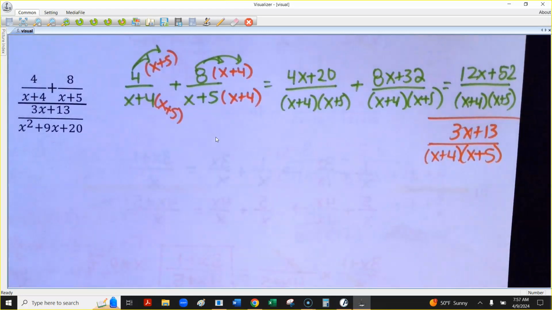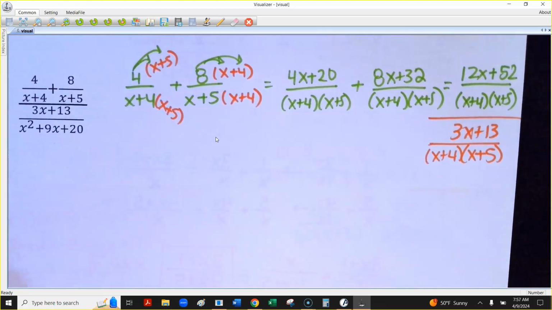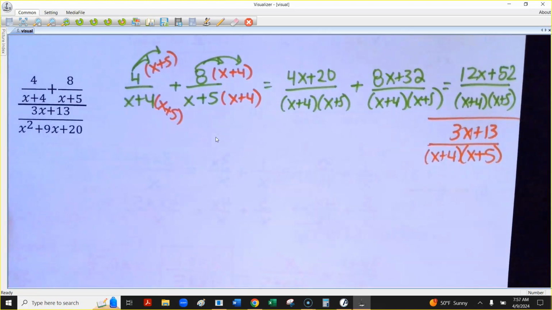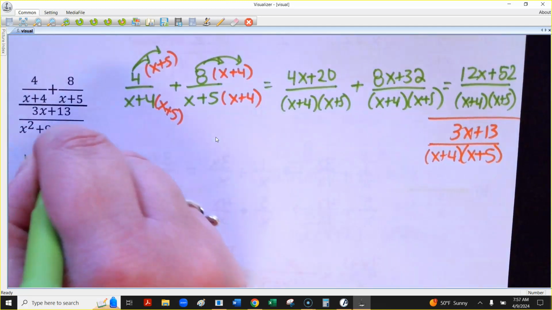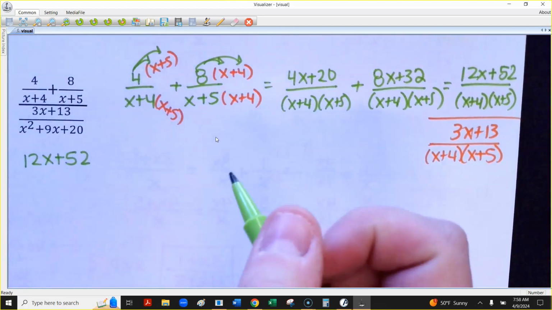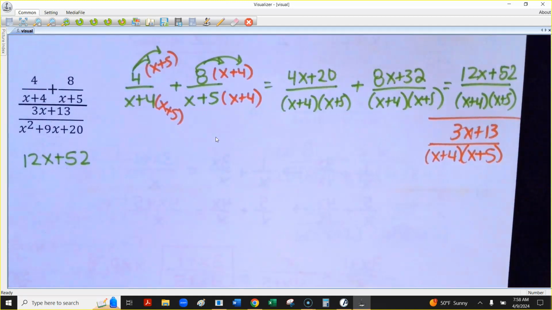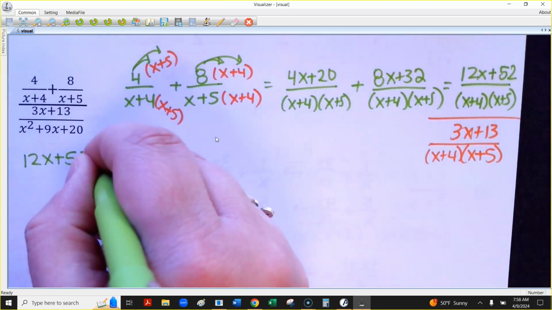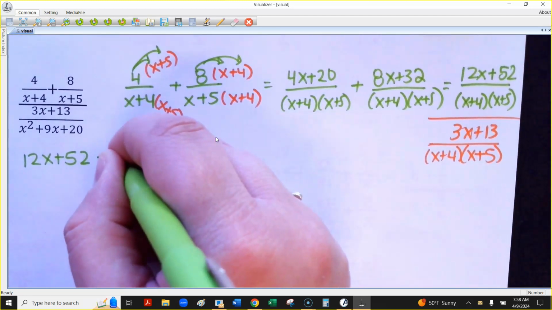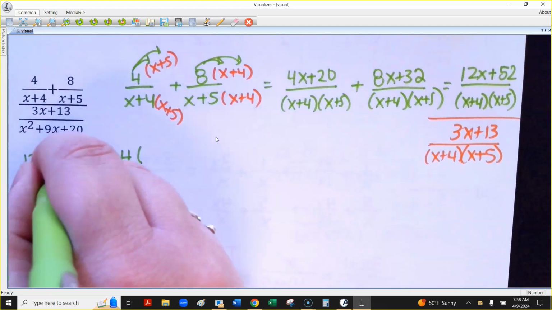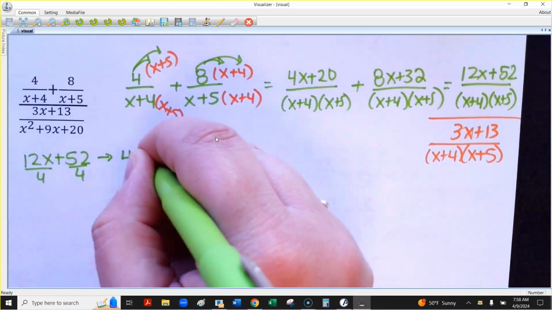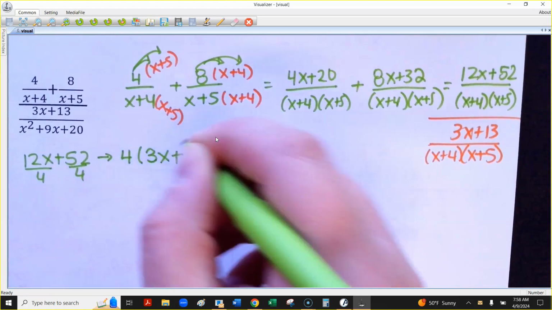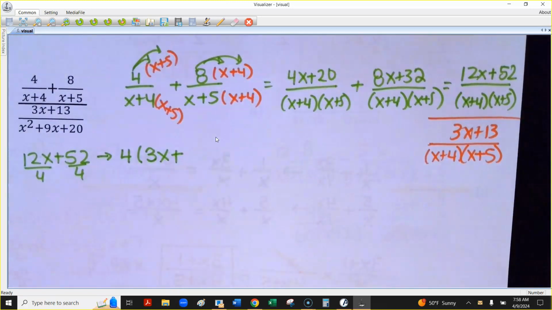All right, so I'm going to do my keep, change, flip. Oh, actually, hang on. Before I do that, we have that 12x plus 52 on the top. I've got to have at least a 2 in common there. Is there a bigger number? I think 4 might go into both of those. So I'm just going to factor the top of that. I think we can take a 4 out. So if I take a 4 out of both of those, you'd have 3x plus, I'm pretty sure 52 is divisible by 4. Let me see. Yes, okay, 13.